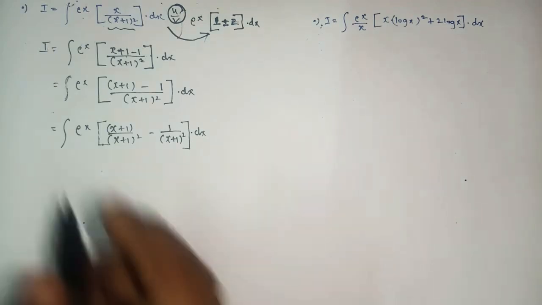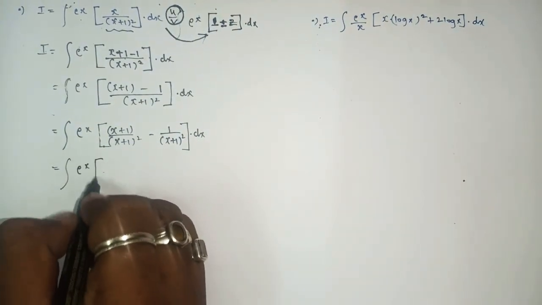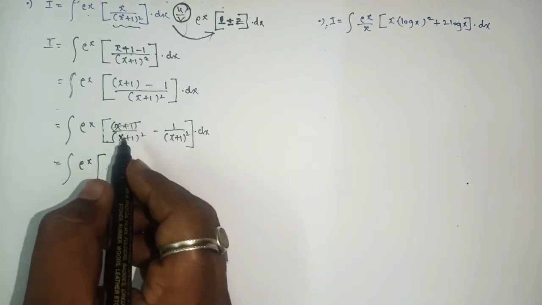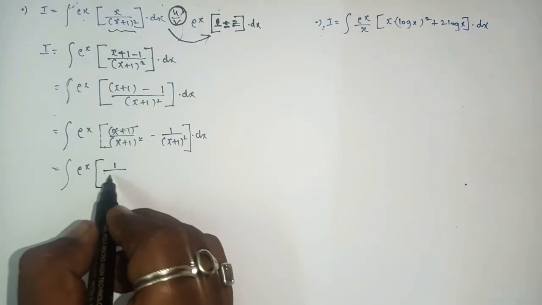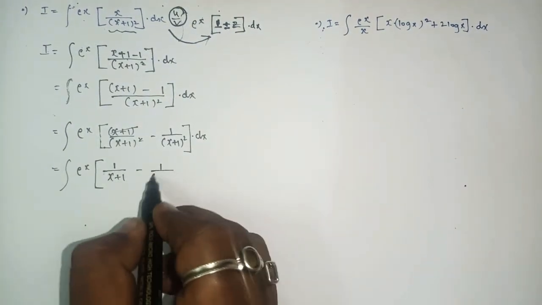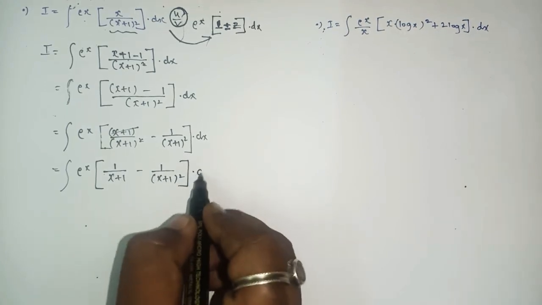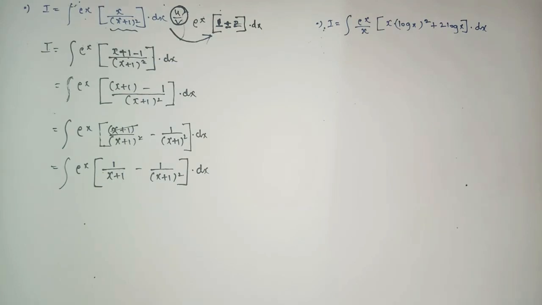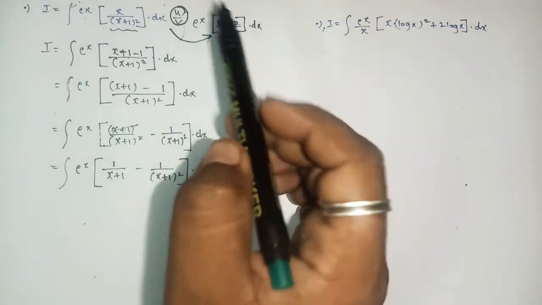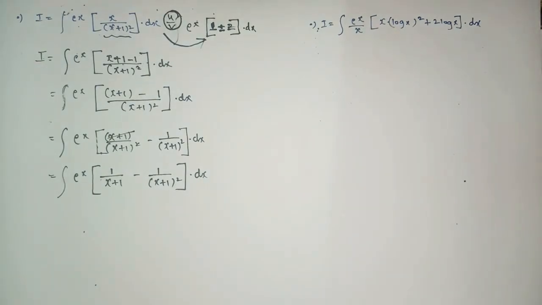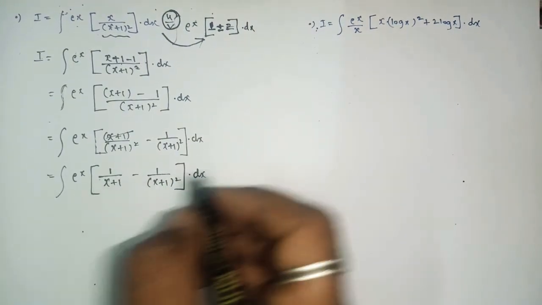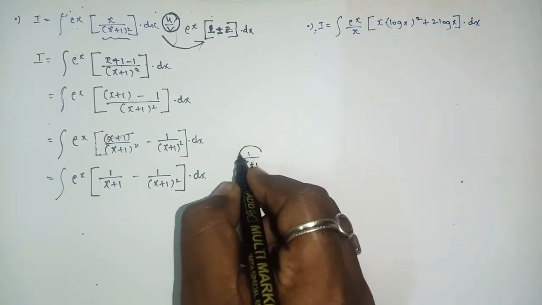Now in the next step, clearly we can see that one x plus 1 will get cancelled, so here we are left with 1 upon x plus 1 minus 1 upon x plus 1 the whole square. I hope you all understood the adjustment till here. Now as per the rule, we have to apply the property. Out of these two sections, the first part will be f of x and the second part will be f dash x. Now we have to consider which part is f of x and which part is f dash x.